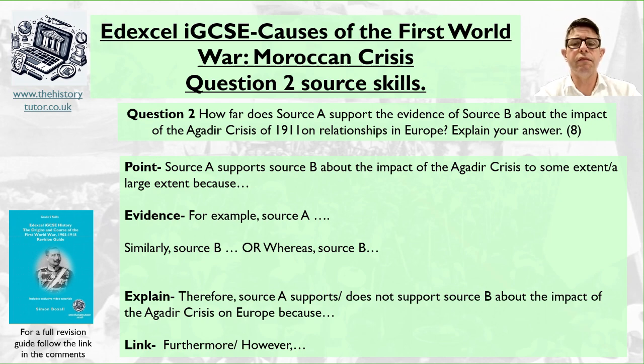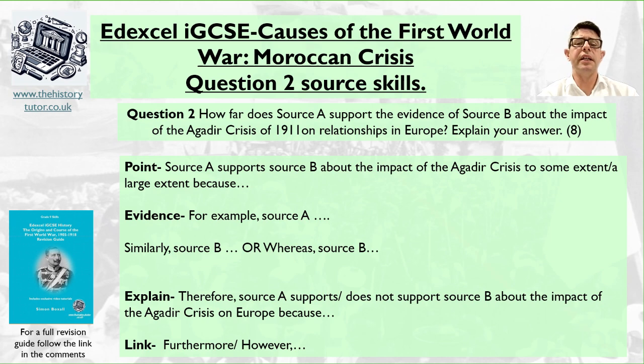We might then say, for example, source A has this idea. Similarly, source B has this idea. So if we're talking about similarities, the word similarly is really useful to use. If we're going to say some differences, we might say, however, source B shows this and talk about some differences. Then we explain, therefore, source A supports source B about the impact of the Agadir crisis because. Or if we said, however, they're different, therefore, source A does not support source B because.